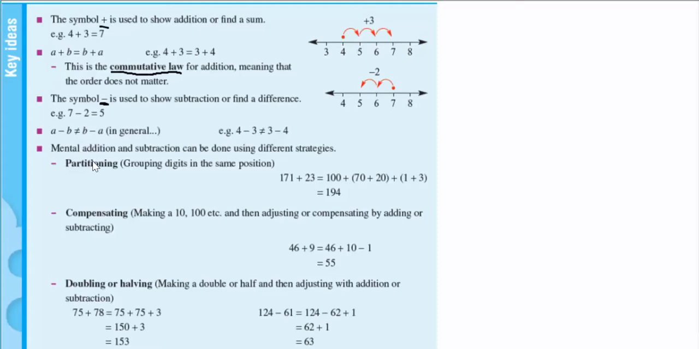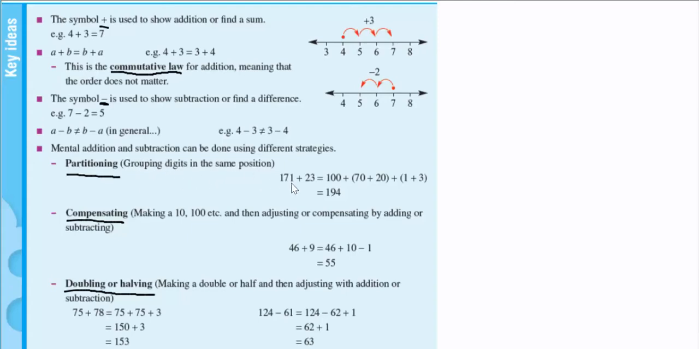Now, the main thing out of this little exercise is the different methods for solving addition and subtraction problems. Mental addition and subtraction can be done using different strategies. One is partitioning, and these you need to write down as well. Compensating, doubling, or halving is the other one. Partitioning means you group the digits in the same position or the same value.